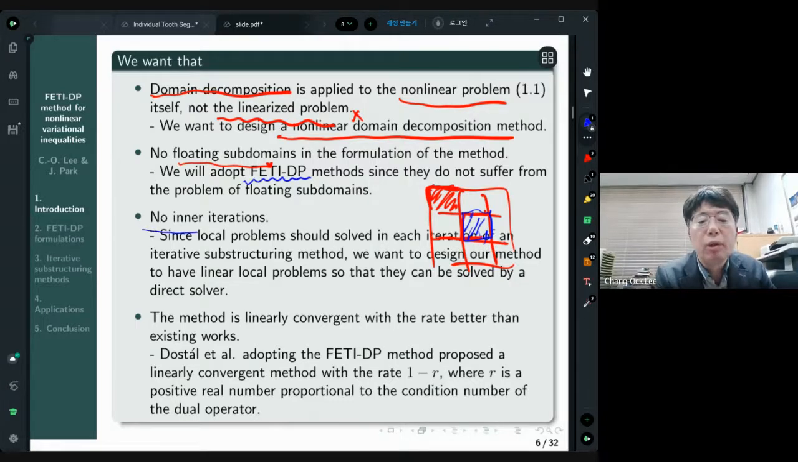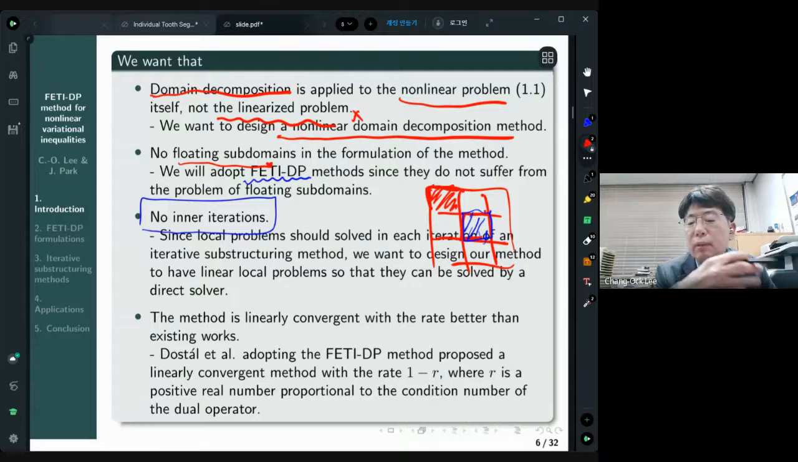And also we want no inner iterations. No inner iteration means, as I already told you, that we solve the subdomain problems and we update Lagrange multipliers on the interface, and then we solve the subdomain problem again. Then we update the Lagrange multiplier on the interface. We repeat that, and in solving the subdomain problems, we want our method to solve the problems directly in the subdomain case. So the subdomain problems should be linear problems, and we solve them by a direct solver.